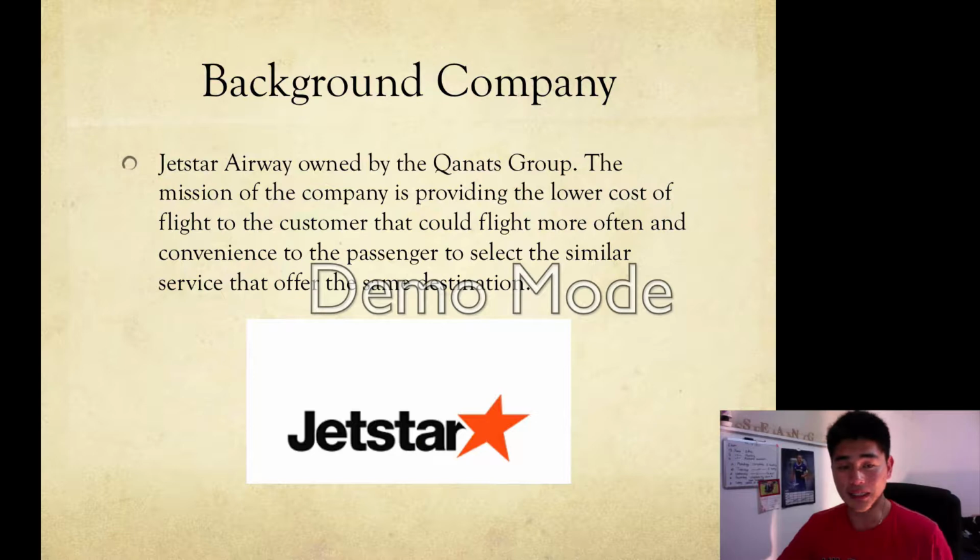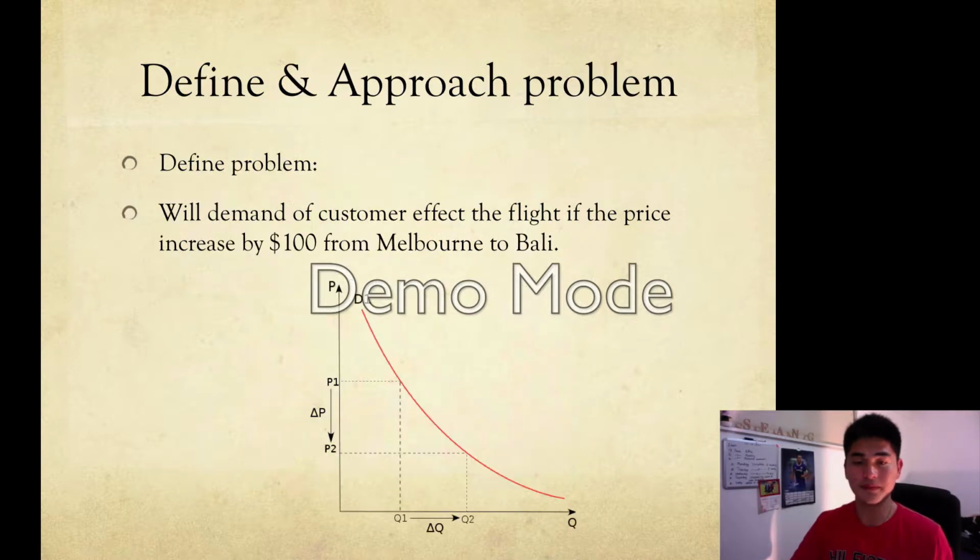The background of the company. Jetstar is a company owned by Qantas Group. The mission of the company is providing lower cost flights to customers so they can fly more often, and making it convenient for passengers to select a similar service that offers the same destination. As everyone might know, Jetstar is the biggest airline that offers lower costs in the Asian continent.